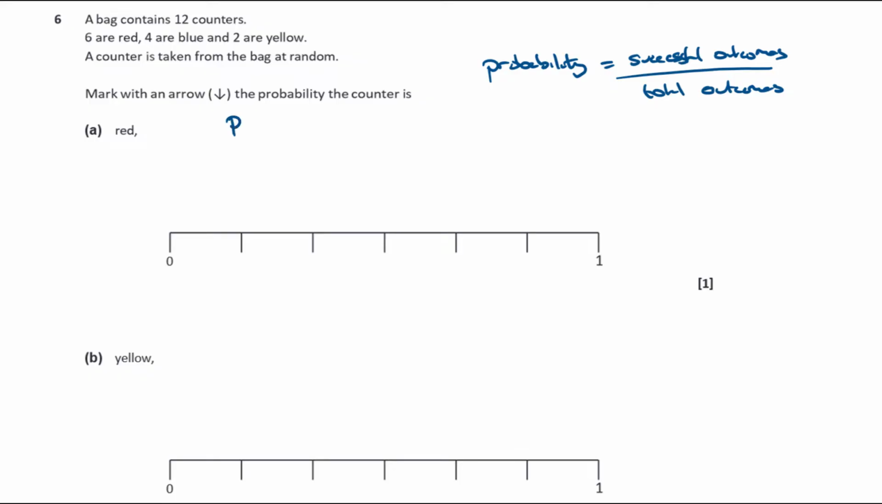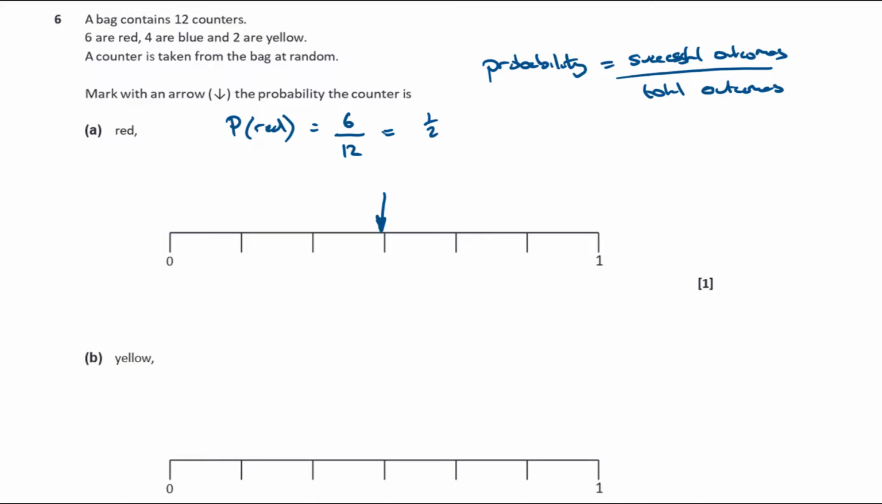So the probability of red, that's going to be, how many red counters are there? There are 6 red counters. There are a total of 12 counters. So 6 out of 12, which is the same thing as a half, isn't it, or 0.5. Okay, so on my scale here, half is going to be in the middle, isn't it? So I'm going to point my arrow in the middle of the diagram there. Okay, that's going to be half.